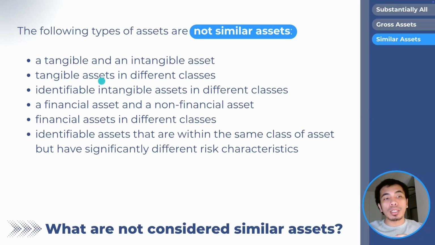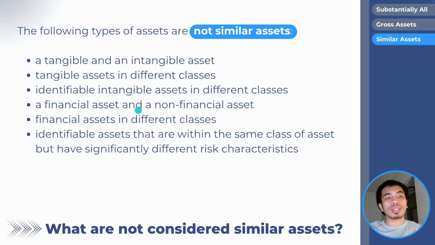Number two, tangible assets in different classes. For example, inventory, manufacturing equipment, automobiles or vehicles, they're different assets of different classes, because one is a movable property, one is immovable property, the other one is an inventory that's being sold or held for sale in the ordinary course of business. So we also have identifiable intangible assets in different classes. If there are different types of intangible assets, they cannot really be grouped together as similar assets.